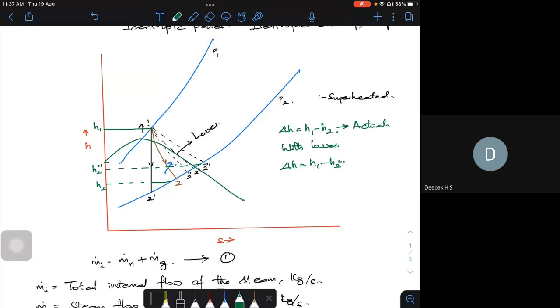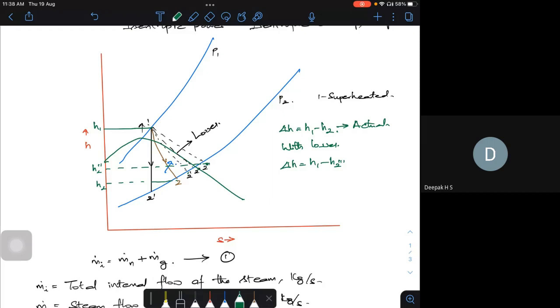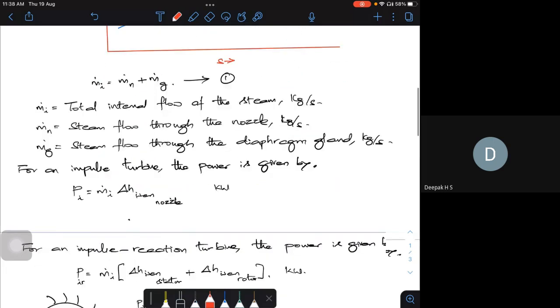Now, this is for a single stage. So what will happen if it is multi-stage? This H1 minus H2 dash keeps on dropping, keeps on decreasing. If I call this 1 to 2 dash, 1 to 2, 2 double dash, 2 triple dash, whatever it may be, you look at that, this keeps on decreasing. At the same time, if I go for multiple stages, what will happen?